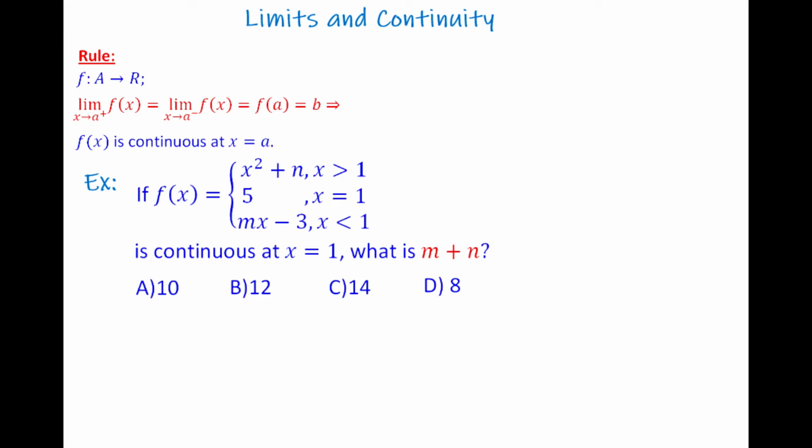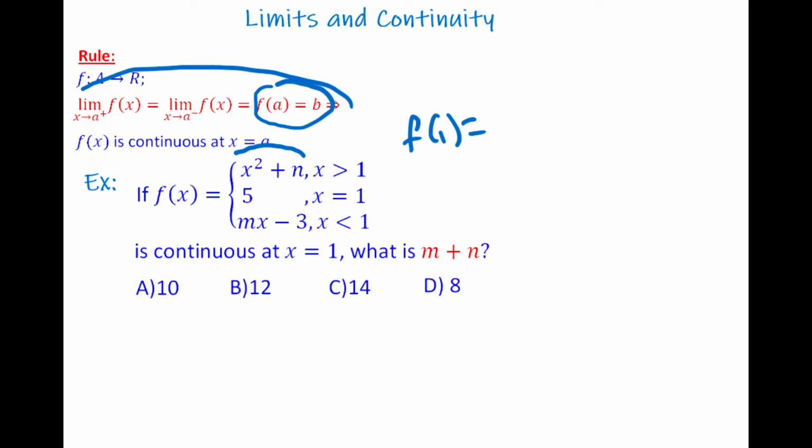In this question, f of x is defined as a piecewise function. When x is greater than 1, we have x squared plus n. When x is equal to 1, then the value of the function is defined as 5. When x is less than 1, then the function is mx minus 3. Because of this definition, guys, as you can see here, f of a is equal to b. So that means f of 1 has to be equal to, of course, it is defined as 5, but here everything should be equal to 5, okay? All the limits should be equal to 5.